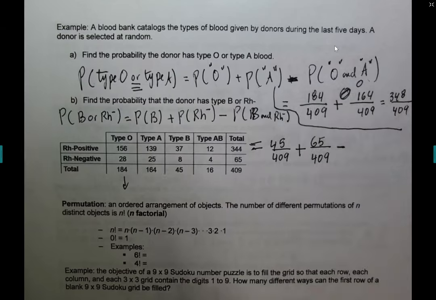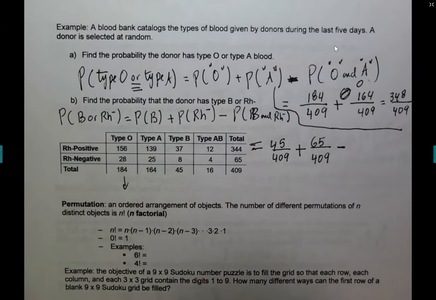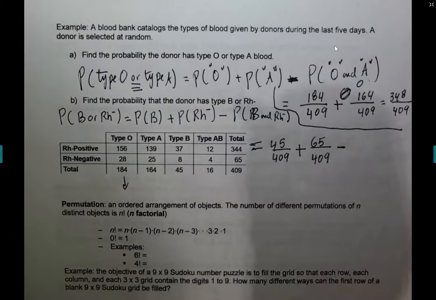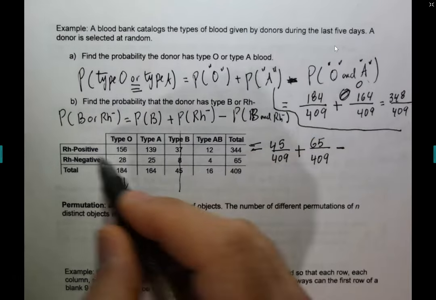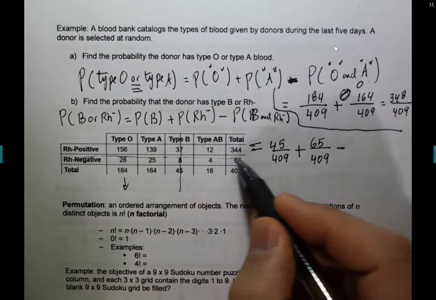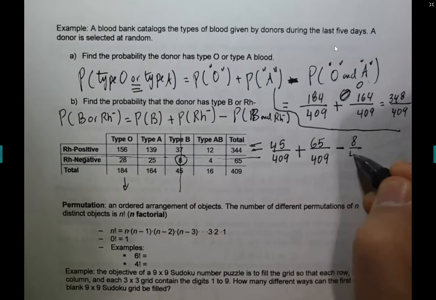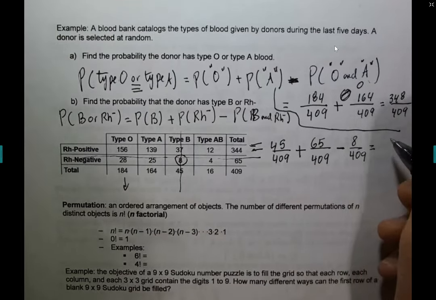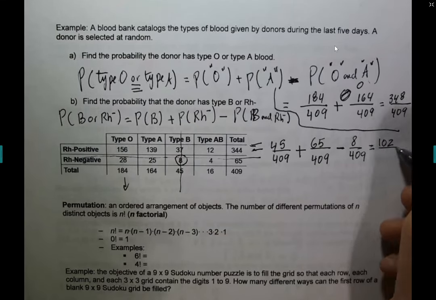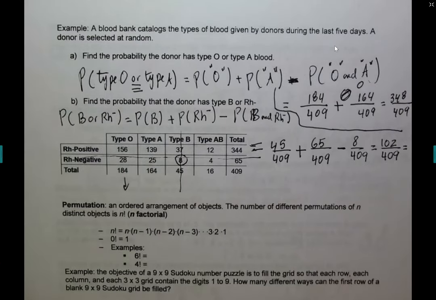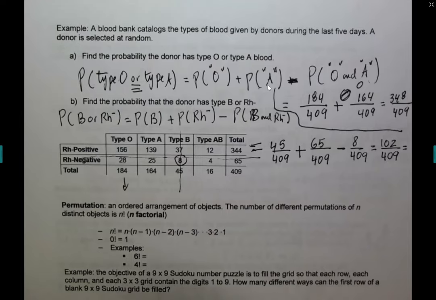Minus. Now we need B and Rh negative. Look what you do, guys. You do B like this, a vertical line, Rh negative, a horizontal line, and where the two meet would be your number. That's it. So it's 102 divided by 409. That's the answer. Okay, any questions?